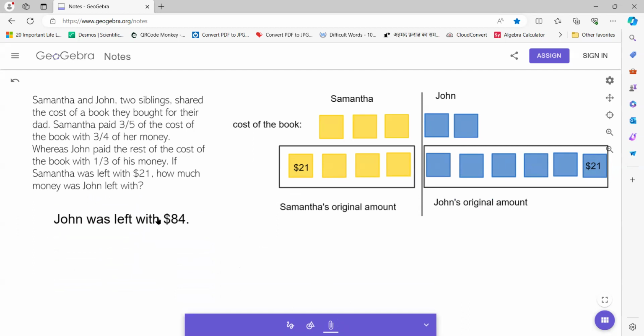Take a look. Make sure you understand the picture. Is that the only way you can do this problem visually? No, you can do it in multiple ways. I like it this way. Can you do it algebraically? You bet.